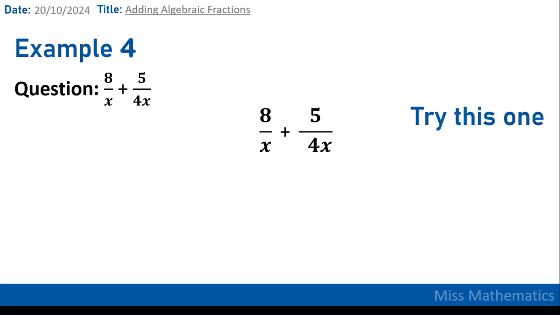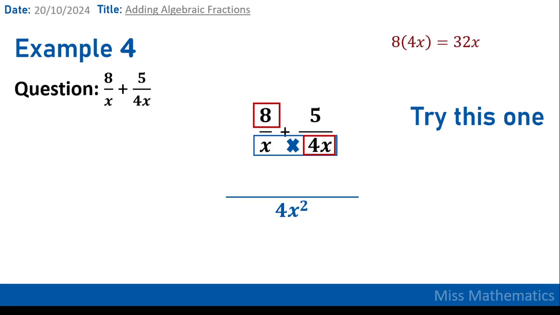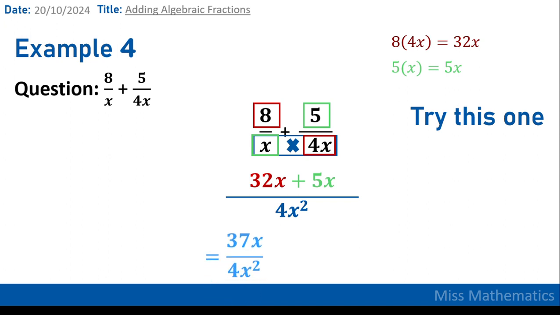Example 4. Try this one out yourself before I explain it. So here we follow the same method. 4x times x is 4x squared, that's on the denominator. Then you can cross multiply 8 times 4x, which gives you 32x, and cross multiply the other way, 5 times x, which gives you 5x, and then add them together on the numerators and you get 37x over 4x squared.